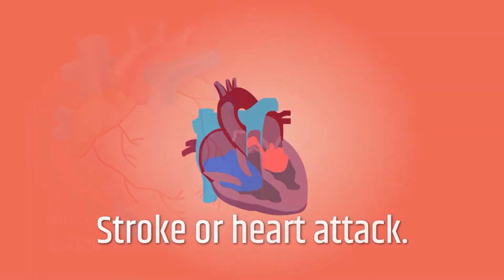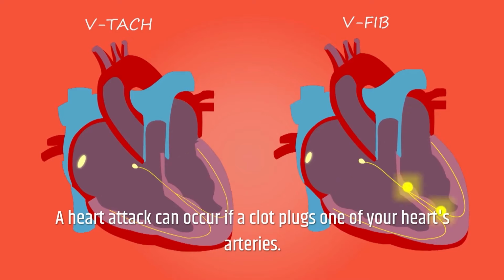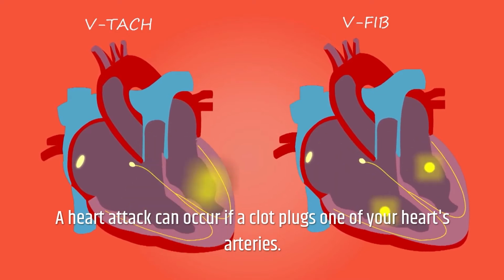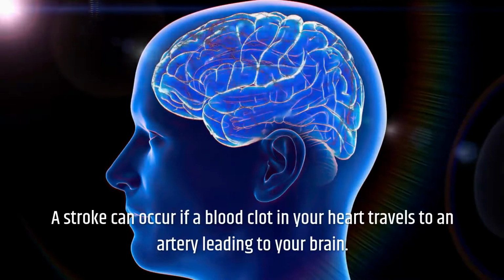Stroke or heart attack. If the muscle in your heart is injured and unable to pump blood, the blood that gathers in your heart can form clots. A heart attack can occur if a clot blocks one of your heart arteries. A stroke can occur if a blood clot in your heart travels to an artery leading to your brain.